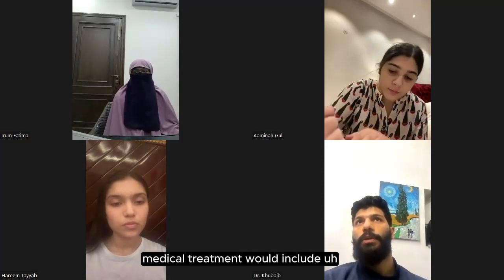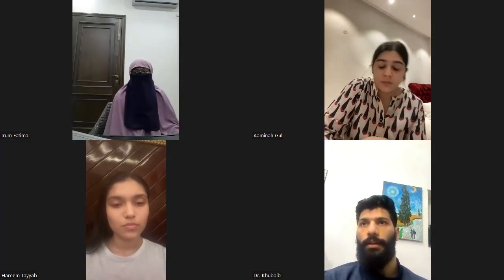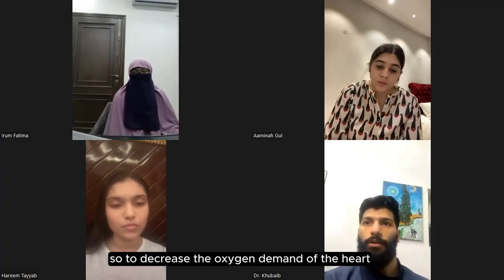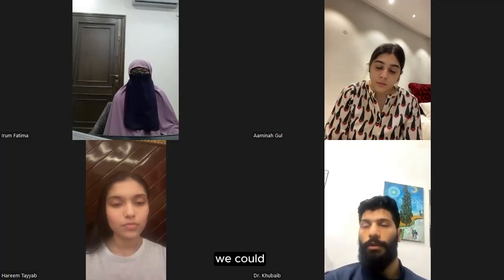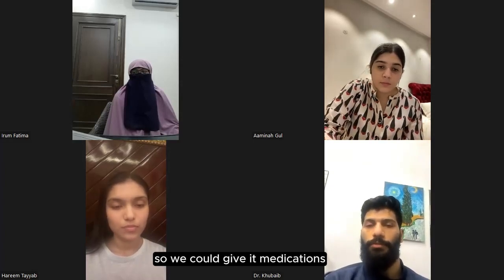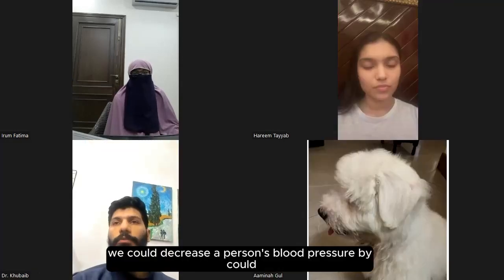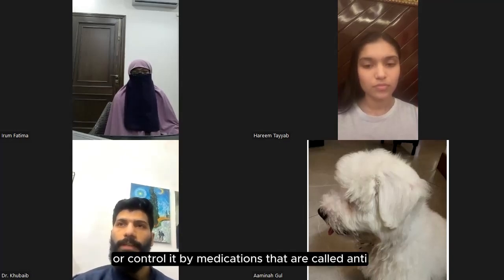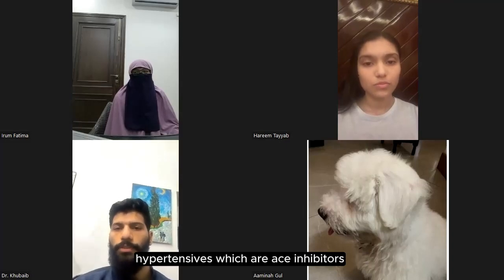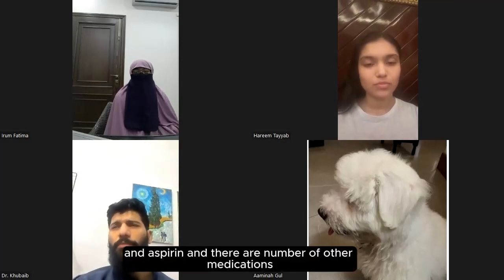Medical treatment would basically include medications that would stabilize the heart. So to decrease the oxygen demand of the heart, what we could do is decrease its activity. So we could give it medications where it would stop beating faster, which would be some medications called beta blockers. We could decrease a person's blood pressure or control it by medications that are called antihypertensives, which are ACE inhibitors, beta blockers, or thiazide diuretics, and aspirin, and there are a number of other medications.